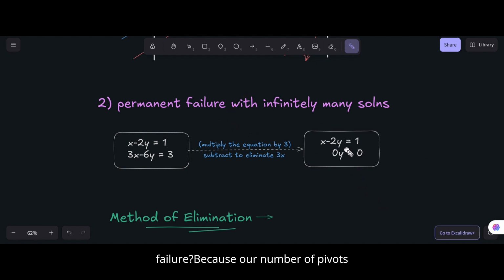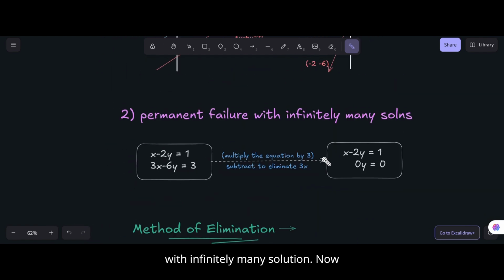Now why is it a failure? Because our number of pivots has to be equal to the number of equations. Now why is it so? This is the topic of the rank nullity theorem, so we will study that in a lot more detail. The number of pivots has to be equal to the number of equations for the unique solution, right? So you would realize here I have my first pivot, but for the second equation I have no pivot because my pivots can't be zero. So that is why our system has failed, and it is a permanent failure with infinitely many solutions.